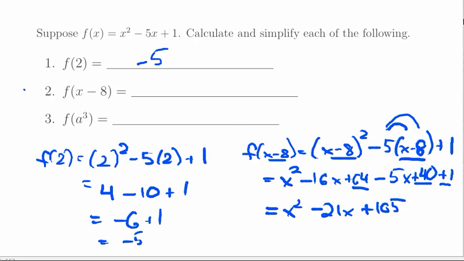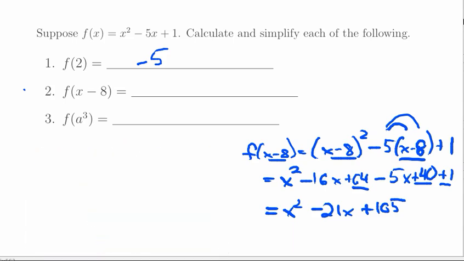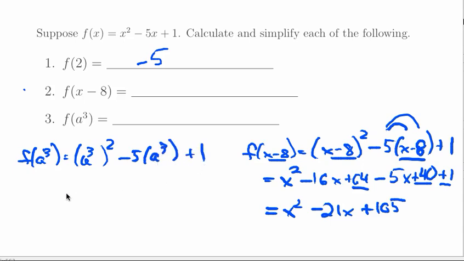So now I'm going to do the last part, or problem part 3 of this exam, right here. It asked me to compute f of a cubed. Again, same idea. F of a cubed is what I get when I replace the x with a cubed. And so here I'm setting this up. And now just use some exponent rules. I'm going to multiply exponents here, as we've seen. A to the 6th minus 5a cubed plus 1.